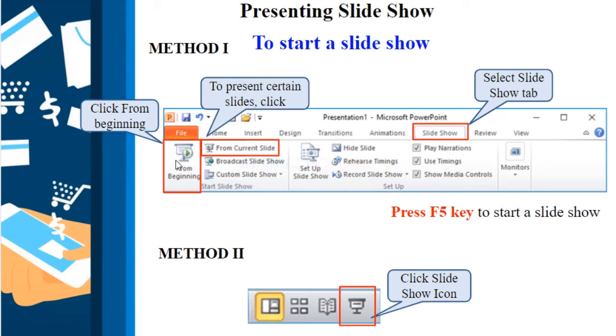You can also start the slideshow from any slide you wish by clicking the From Current Slide option in the Start Slide Show group. This option is useful if you want to view or present certain slides. Another option for starting the slideshow is to select the Slide Show view option at the bottom of the window, like this. Or we can use the F5 key also to start the slideshow. That is the shortcut key.